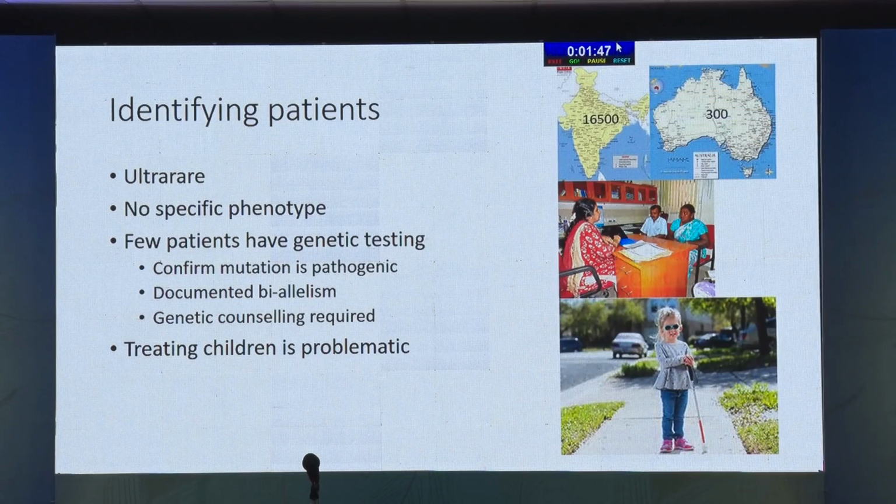Then we have to identify the patients. Now, since it's ultra rare, the number of patients is very low. It's more or less like finding a needle in a haystack. It's said the phenotype has increased nyctalopia, but I'm yet to be convinced of that. And further, very few patients in the clinical setting have had genetic testing, and even those that have testing, it's not always certain that the mutation is pathogenic or biallelic, and certainly extensive genetic counselling is required. Beyond my scope here, obviously the best treatment window is in the younger individuals, but that's ethically problematic.